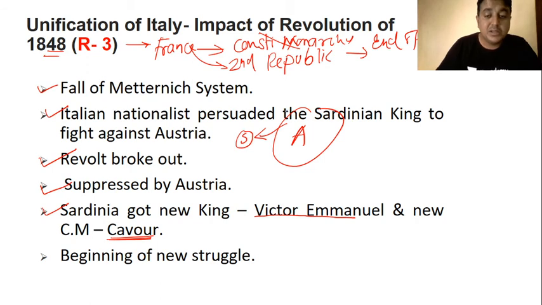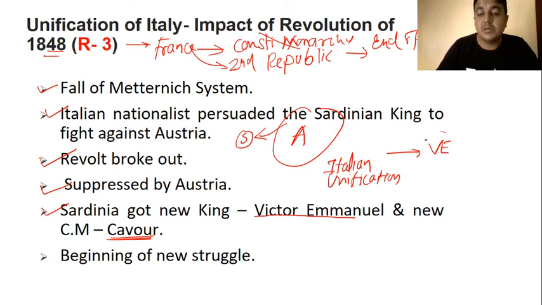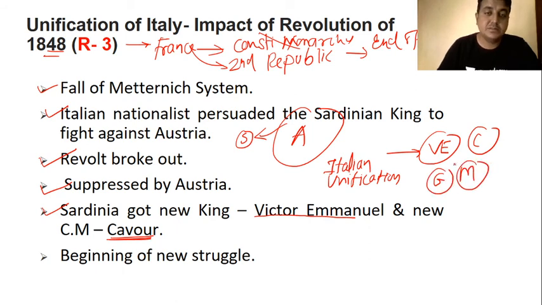Yes, remember, in the Italian unification, these names are very important: Victor Emmanuel, Cavour, Garibaldi, and Mazzini. Clear? These four people played the most important role in the unification of Italy.